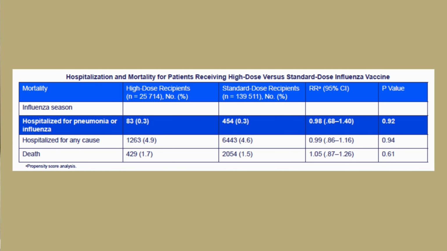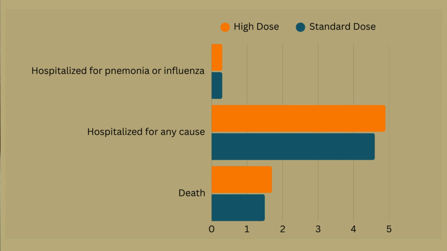Let's represent it in a graph like this. Instead of just listing the numbers, this graph is created from the data given in the table. When you turn data into a visual, your audience can immediately see the difference between high dose and standard dose vaccine. It makes your work more engaging and sparks conversations.